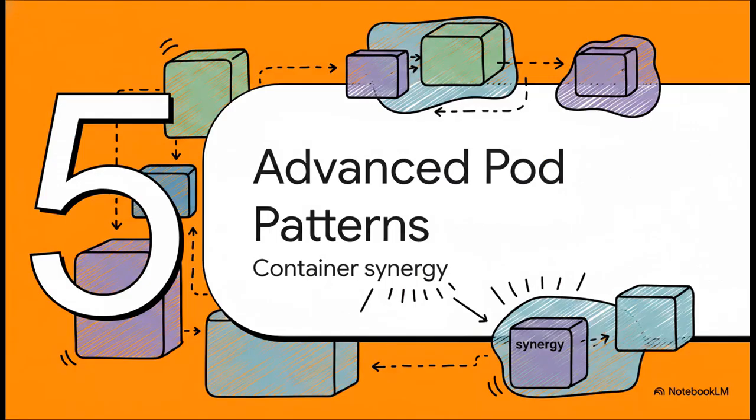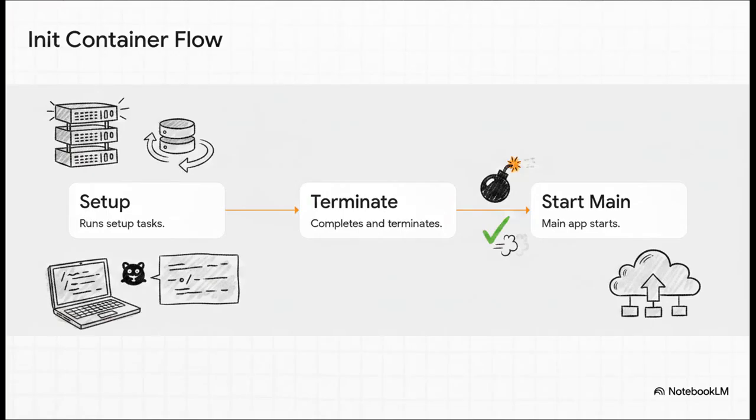Section 5, advanced pod patterns, multi-container synergy. Because a single pod can actually hold multiple containers that share that local network and storage, we can build some highly advanced architectural patterns. The first one is the init container pattern. Think of these guys as your dedicated setup specialists. An init container runs its tasks completely sequentially. It might be cloning a GitHub repository or maybe waiting for a database to become fully available. Only after the init container successfully completes its job and then terminates does the main application container finally start up.